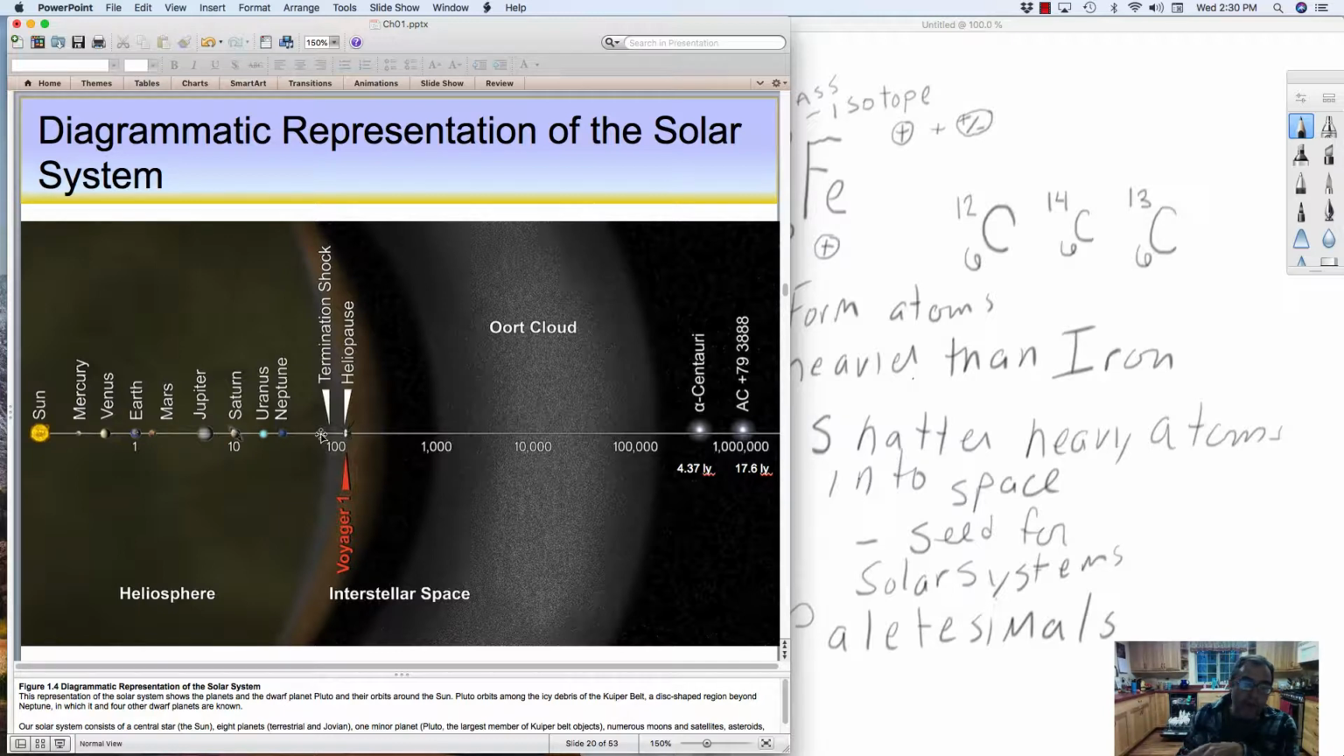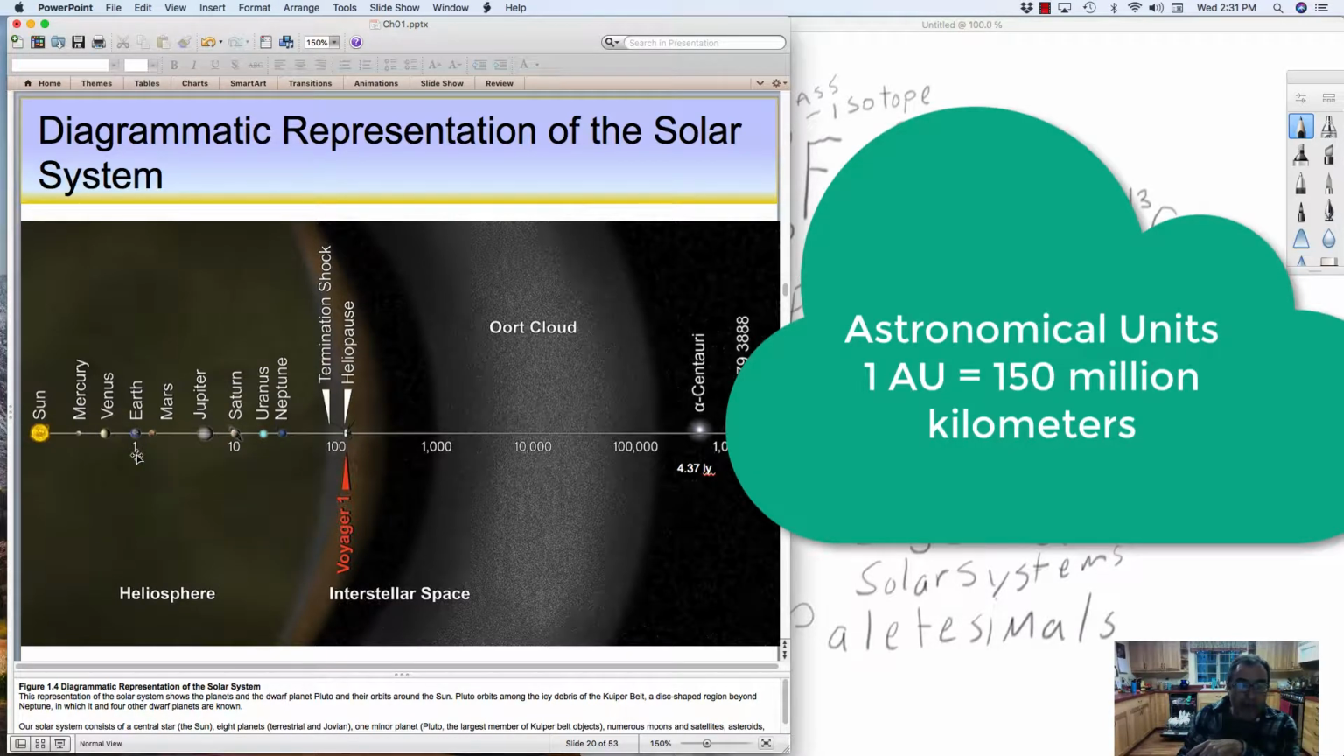And then once we go beyond the Kuiper Belt, there's this region called the Oort cloud, where possibly comets originate from. And then you can see that these numbers that we see on the scale refer to astronomical units, or AU. So one astronomical unit is basically 150 million kilometers. That's the distance between Earth and the Sun.